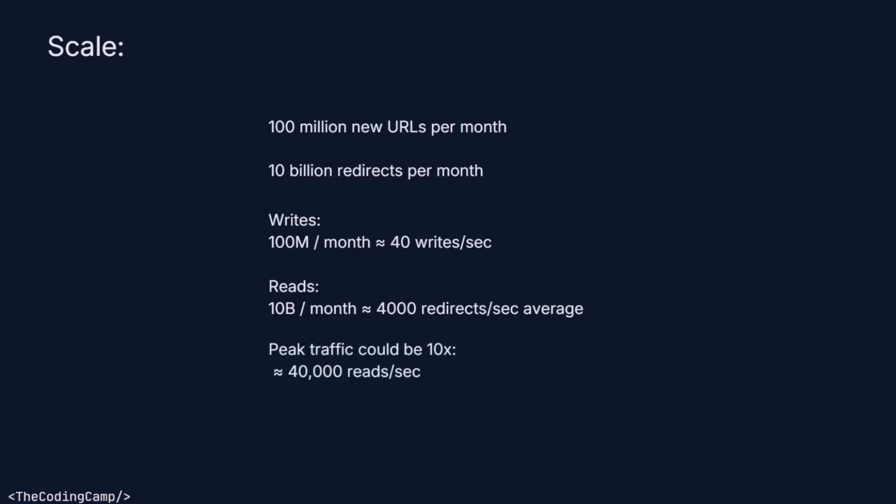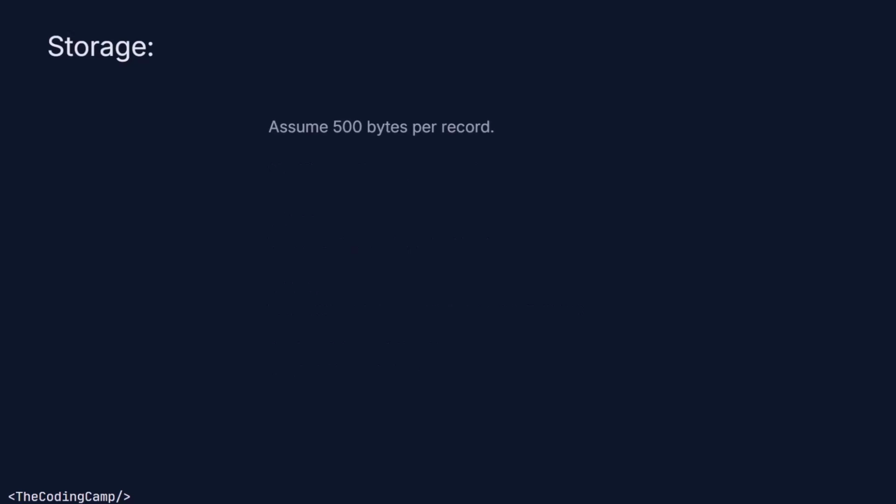Now let's estimate the storage. Each record stores a short URL key, original URL, and metadata. Assume 500 bytes per record, so 50 gigabytes per month, and 600 gigabytes per year. Very manageable with sharding. All right, now design the high-level architecture.